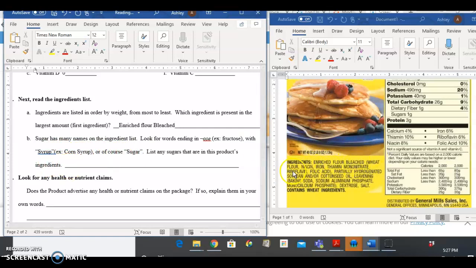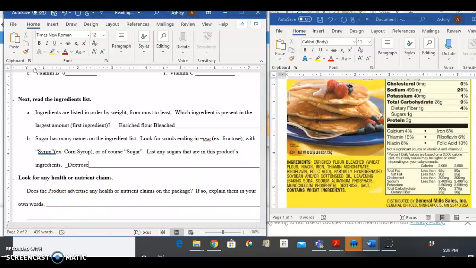So again, scrolling through here, that is an oil. We got leavening, baking soda. And so the only one that we got here is this dextrose. And if you look back here, there was only 1 gram of sugar that wasn't added in there. So that's where that's coming from. So that is a sugar.